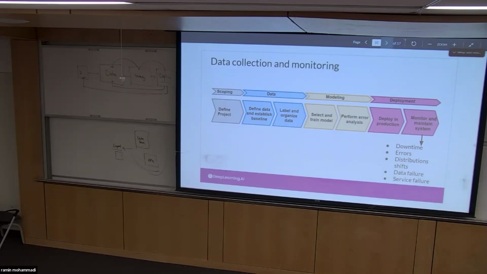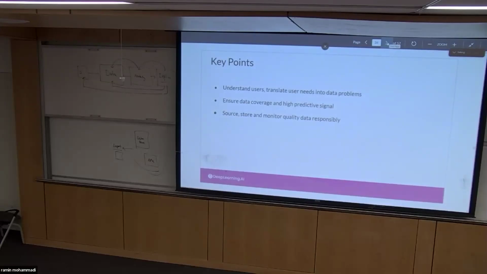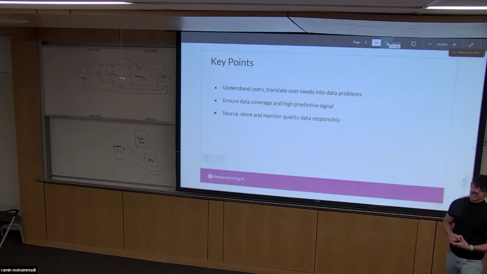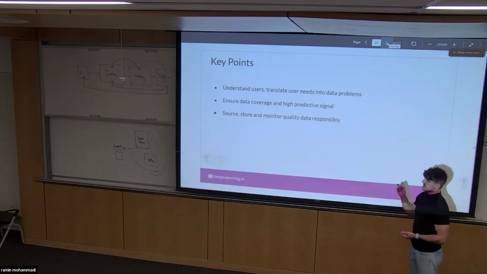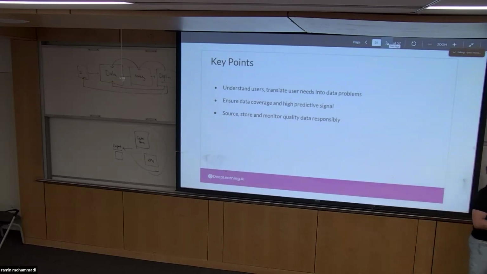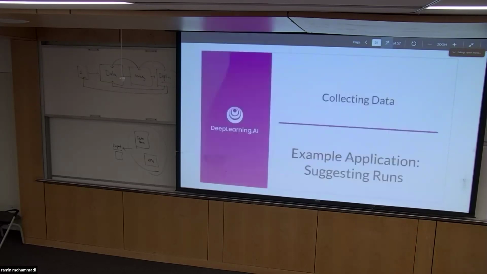We'll have those later. Now, there are a couple of key points we're going to talk about. First is that whatever you're building, be sure that you understand the user and you can translate user need into your data need. Okay. The next thing is to ensure that you have good data coverage and high predictive signal. And you need to be sure you can source, store, and monitor data quality response. Okay. So that's really important.